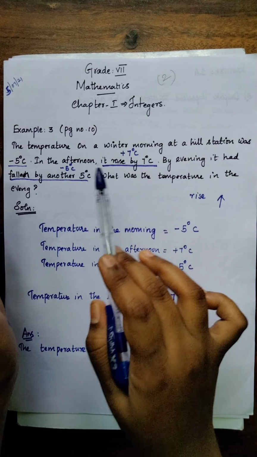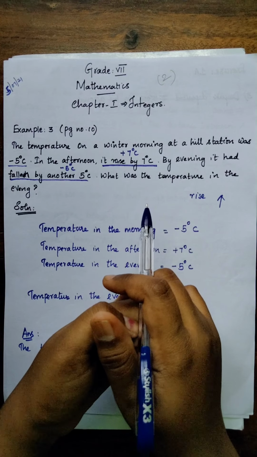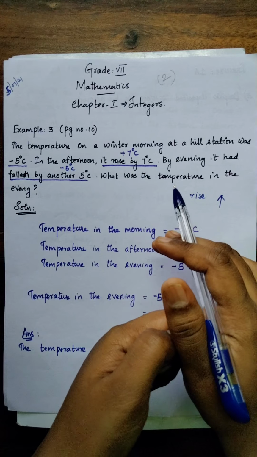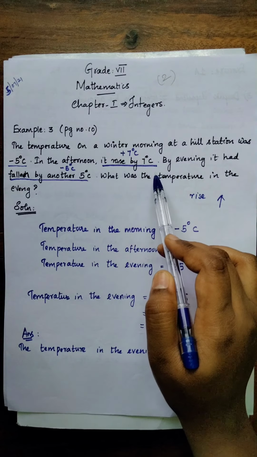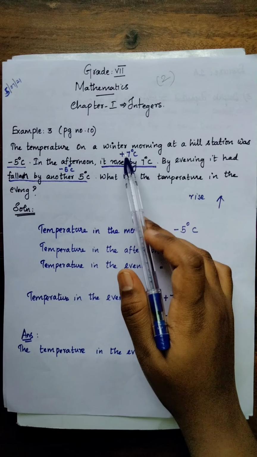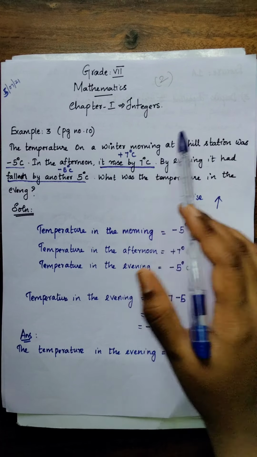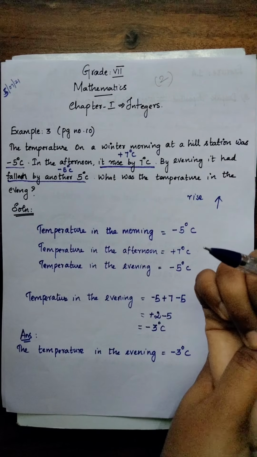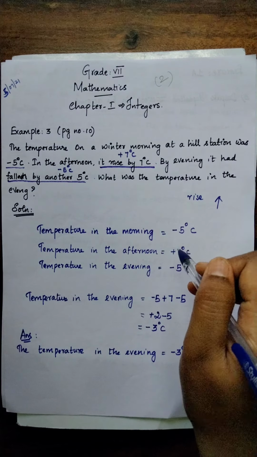Then in the afternoon it rose by 7 degrees Celsius. Rose means, what is the meaning of rose? It is the past tense of rise. Rise means it is increasing. So in the afternoon it is increasing, so I am mentioning it by the sign plus. So plus 7 degrees Celsius. So the temperature change in the afternoon is plus 7 degrees Celsius.